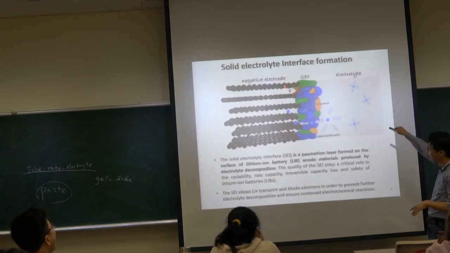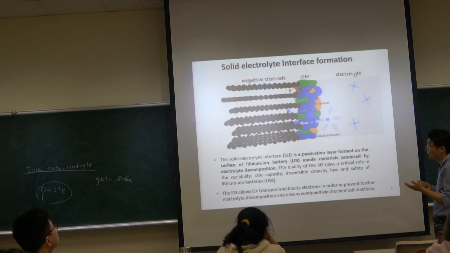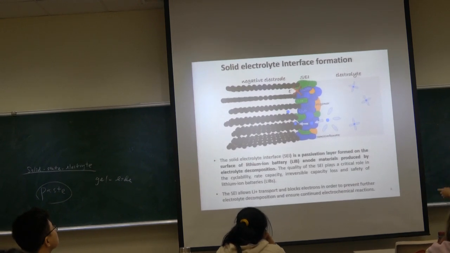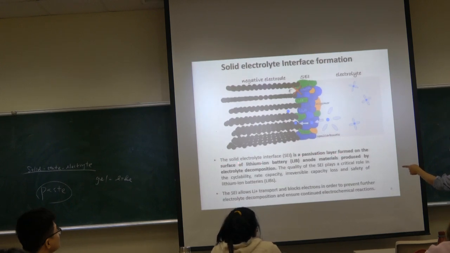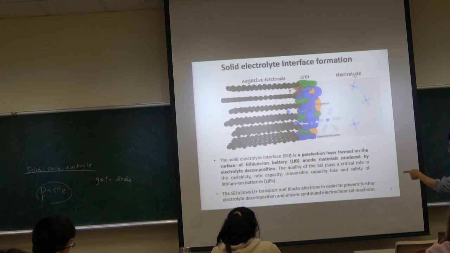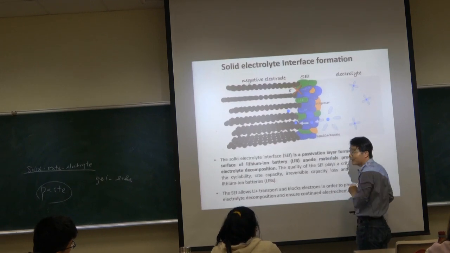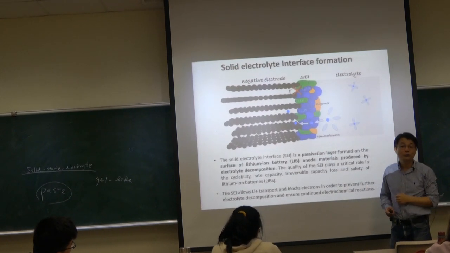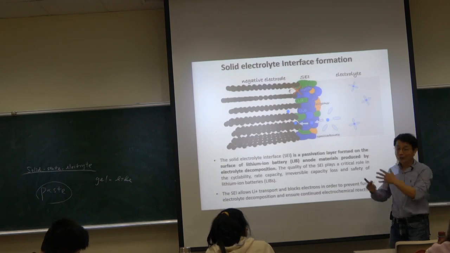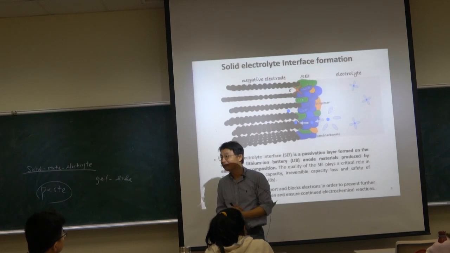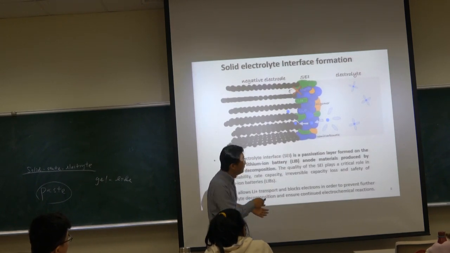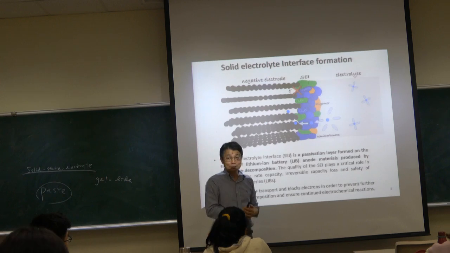Just deposit on here. So now, what is the SEI layer? Look here. A passivation layer formed on the surface of the lithium-ion battery anode materials, and then produces electrolyte decomposition. Because these materials react with the electrolytes, of course the electrolytes will be corroded, will be decomposed. Otherwise, there's no interface there. Do you understand? Because some reaction occurs, right? Because the reaction occurs, therefore the electrolytes will be decomposed.